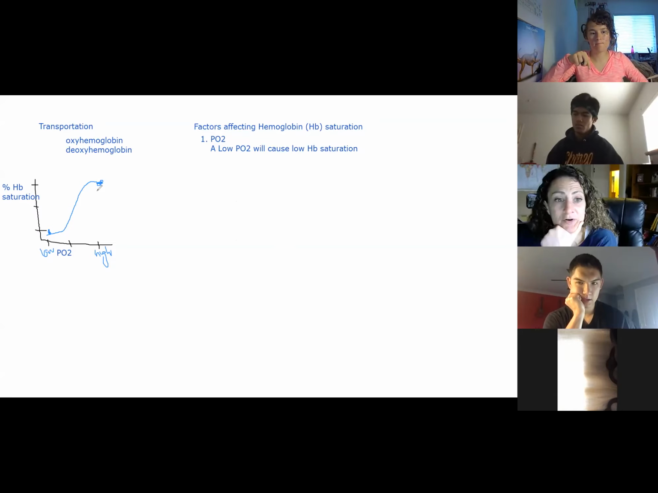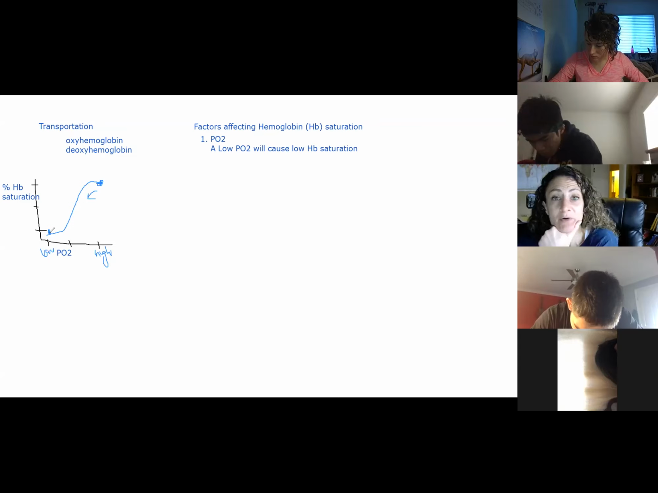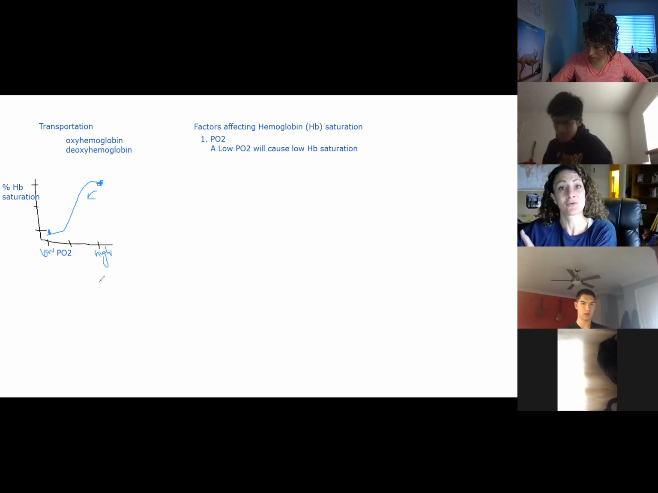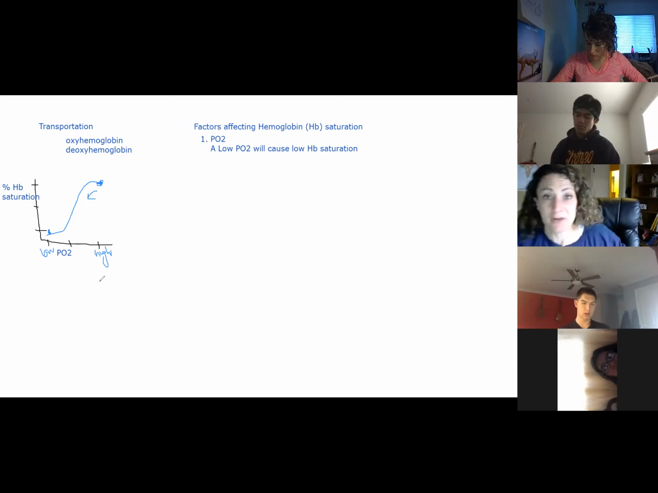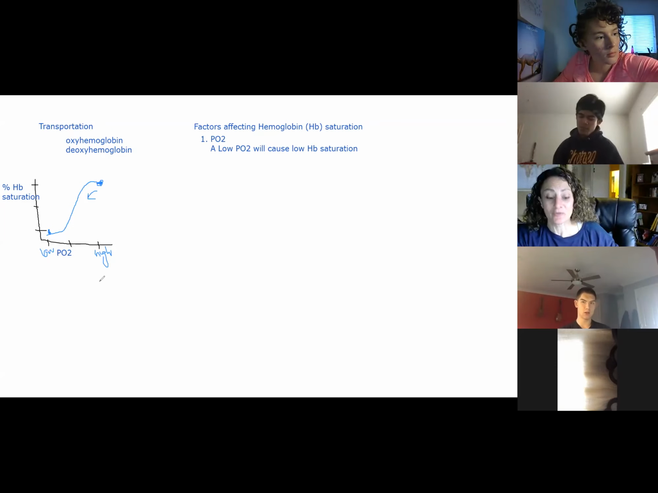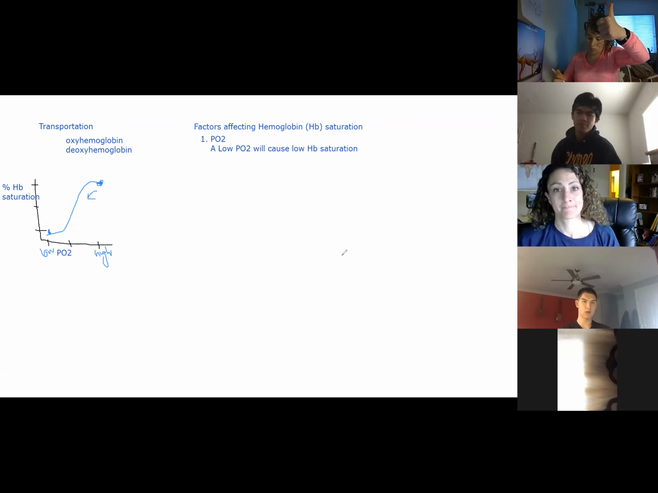And we read this curve in this direction, because we're going from high PO2 and high saturation at the lungs toward low PO2 and low saturation at the muscle. So this graph says that as PO2 decreases, hemoglobin saturation decreases. That'll happen as you're approaching the exercising muscle where oxygen levels are low. That's what we want. That's important because that means as hemoglobin approaches the exercising muscle, it's going to release its oxygen. Okay, everybody okay with that? Let me know if you have a question.